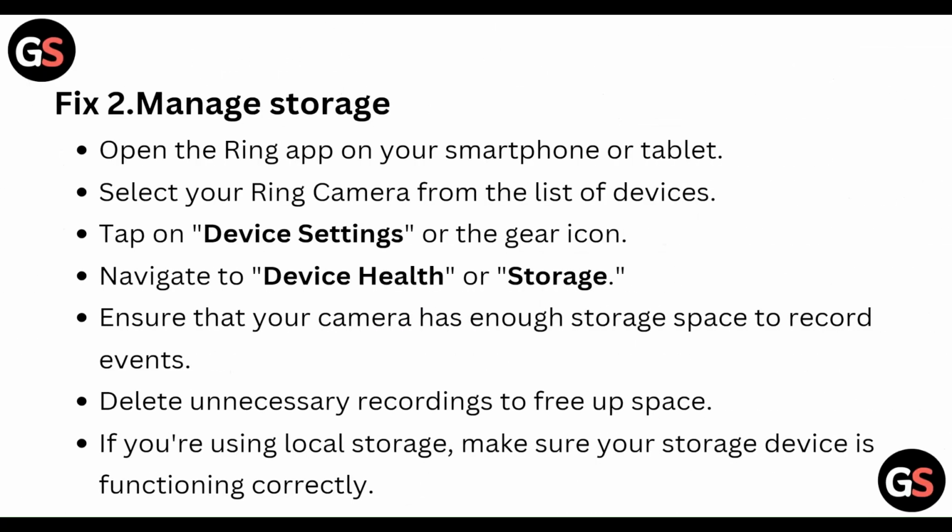So after that, manage the storage. Open the Ring app on your smartphone or tablet. Select your Ring camera from the list of devices. Tap on the device setting or gear icon. Then you have to navigate to the device health or storage. Ensure that your camera has enough storage space to record events. Then delete unnecessary records to free up space. If you are using local storage, make sure your storage device is functioning correctly.